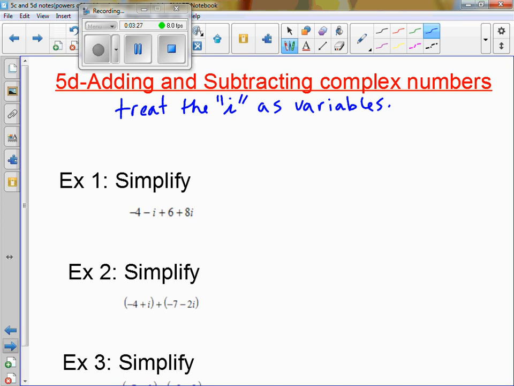So we have, in the first example, simplify: -4 plus 6. Those are just regular real numbers. -4 plus 6 is 2. And now we have -i plus 8i, and that is 7i. Remember, this is like a -1i.